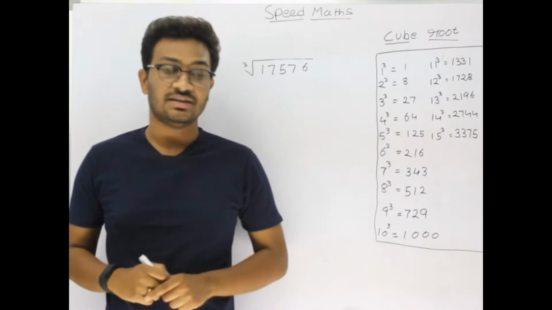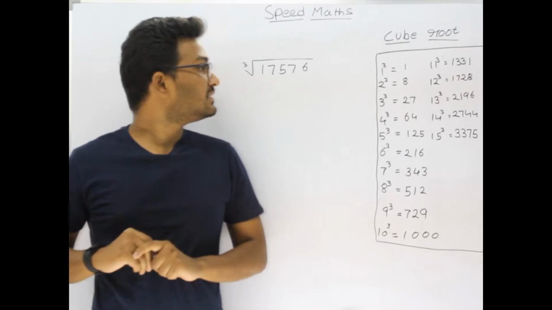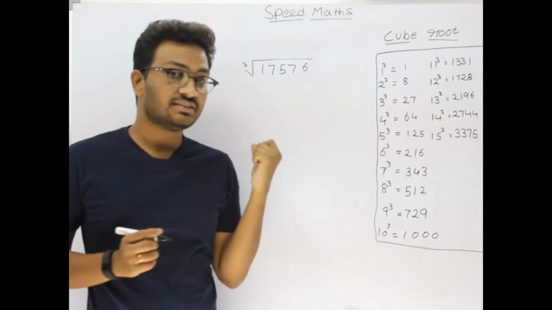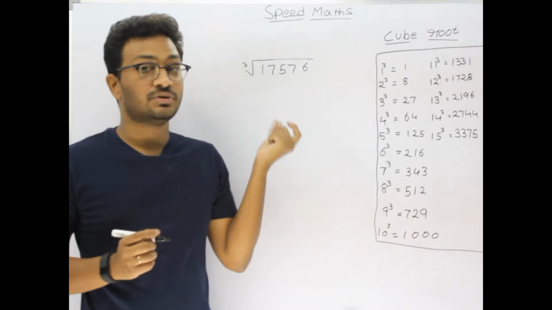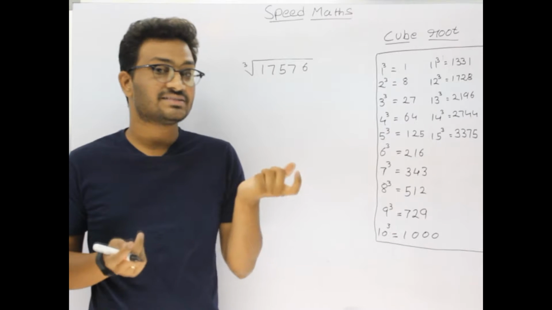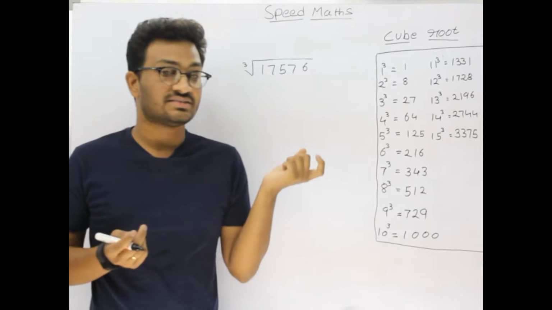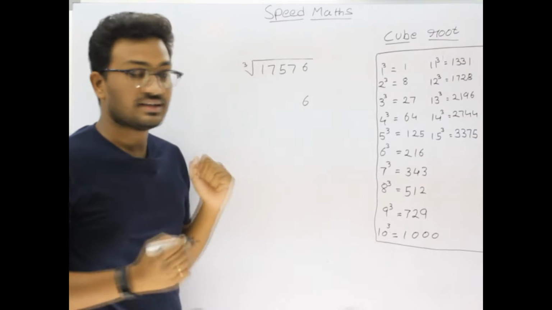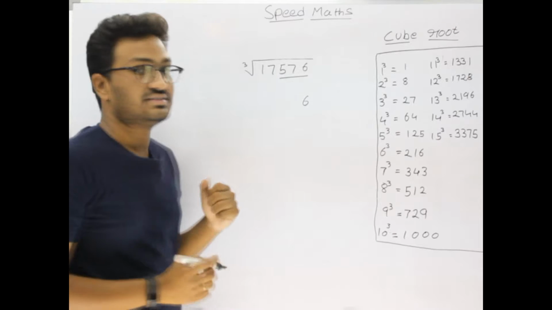Now as we know the method, let us see some more examples. Here this number 17576 ends in 6 and it is a perfect cube. So we know that if a cube ends in 6, its cube root will end in 6. So write down 6 first, then leave these last 3 digits.